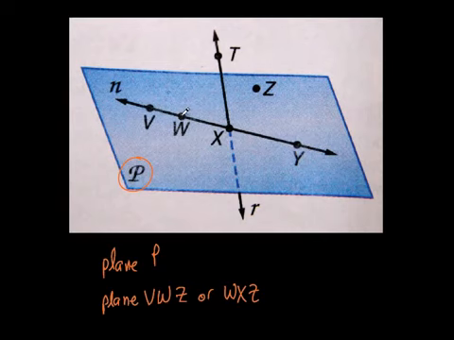I could name it all kinds of things. I could name it line VW. I could name it VX, VY. I could name it WX, WY. I could name it XY. Or I could go backwards with those letters. Remember, it doesn't matter what order that we put them in. Okay, so I've got all those options to name that line, this line right here. I could name it a whole bunch of different things, and it's the exact same line.